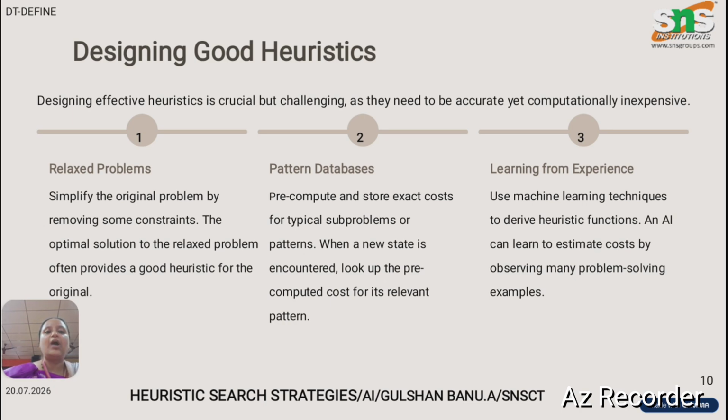The next thing is how a good heuristic value should be assigned. A good heuristic value can be designed based on relaxed problems, pattern databases, and learning from experience. A relaxed problem is a simplified version of the problem that can be evaluated. A pattern database stores the different patterns that you go through and follow for designing heuristics. And learning from experience means using the experience you have gained and how these problems can be solved.